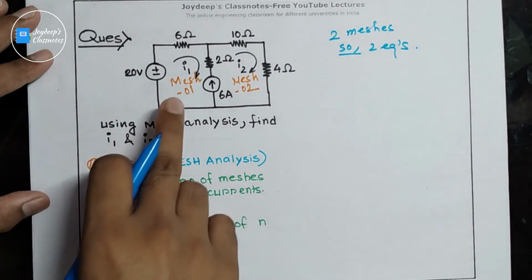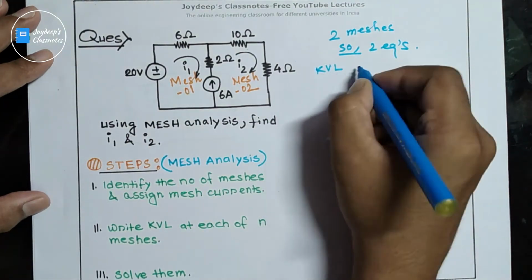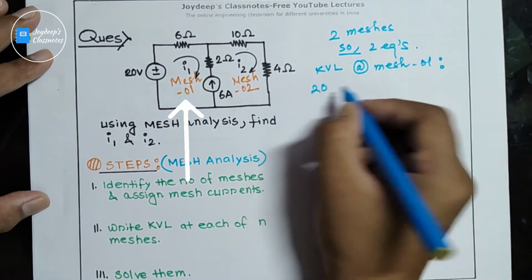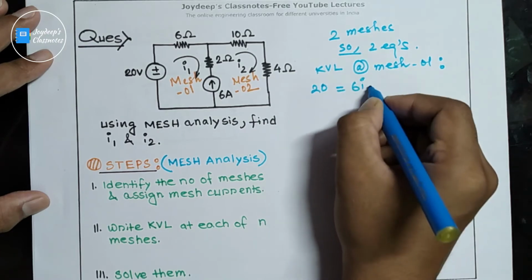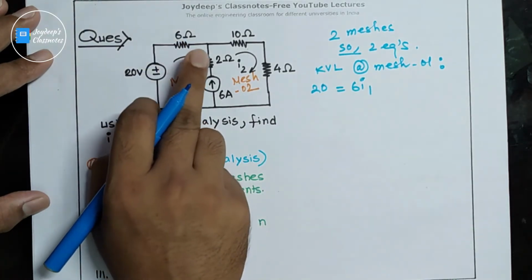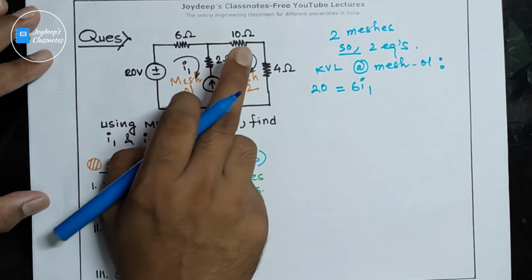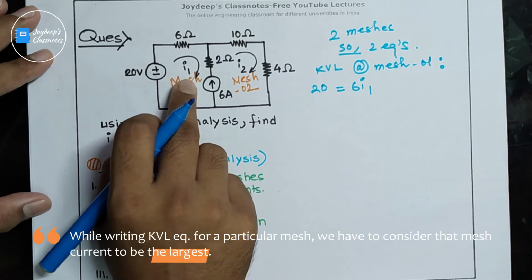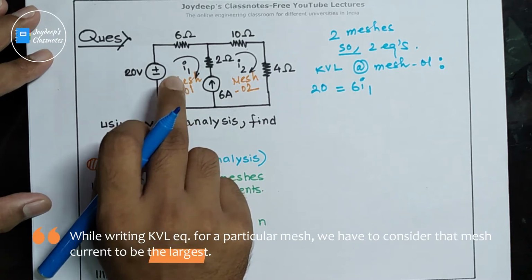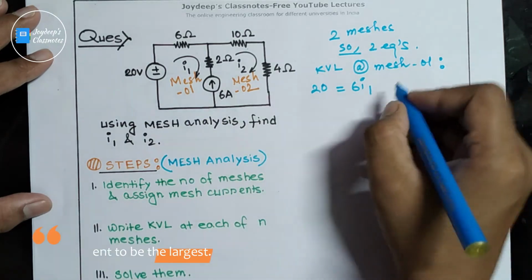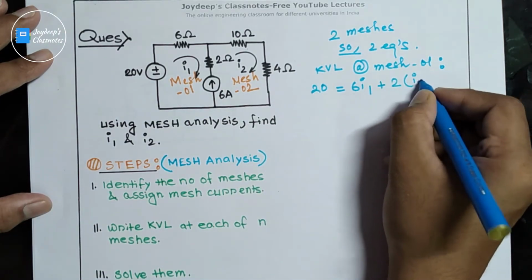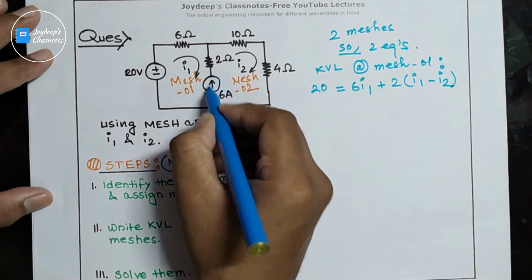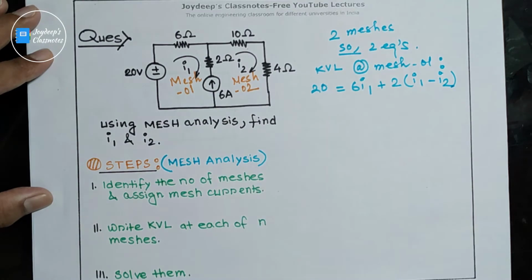Now applying KVL at mesh 1, 20 is equal to 6 of I1 plus 2 within bracket I1 minus I2, because we have already said that while writing KVL for a particular mesh we will consider that particular mesh current to be the largest. Clear? So this is why 2 within bracket I1 minus I2, and the voltage across this 6 ampere current source.